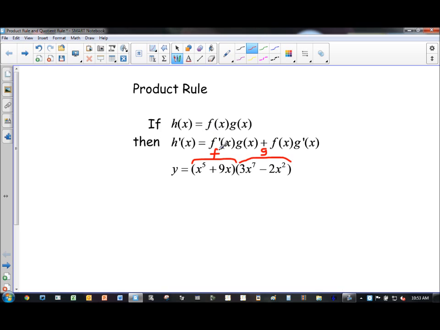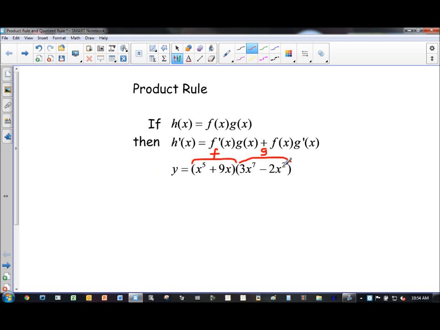I'm going to take the derivative of the f part of the function and multiply it by just the g part without taking the derivative, just leaving it alone. And to that, I'm going to add just the f part without taking the derivative times the derivative of the g part. So there's two things being added, and in each part I'm taking the derivative of one piece of this bigger function and leaving the other piece alone. So that is the product rule.